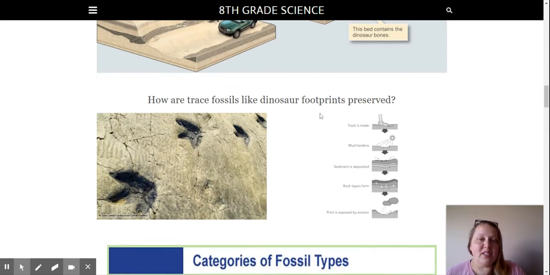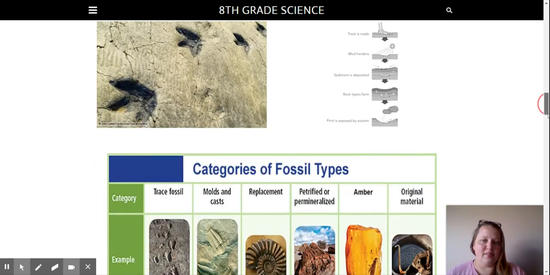like dinosaur footprints are preserved. Okay, so you see the track is made here, the dinosaur track. The mud hardens because the sun is hitting it, the sun is baking it. Sediment, so remember soil, silt, dirt, all deposited or brought down. Rock layers form. The print is exposed by erosion after millions of years.